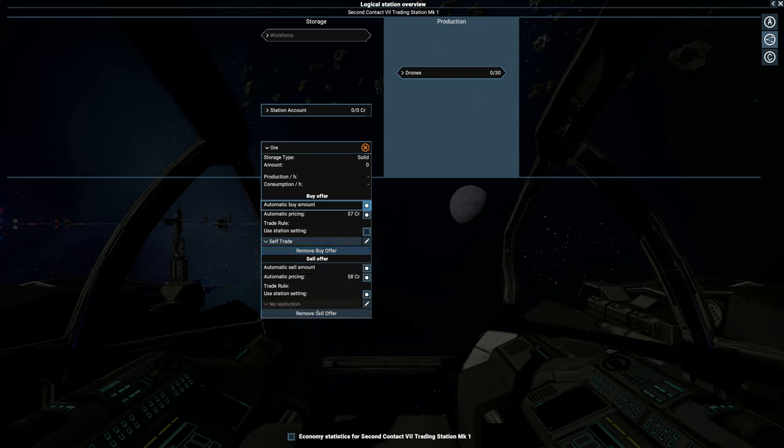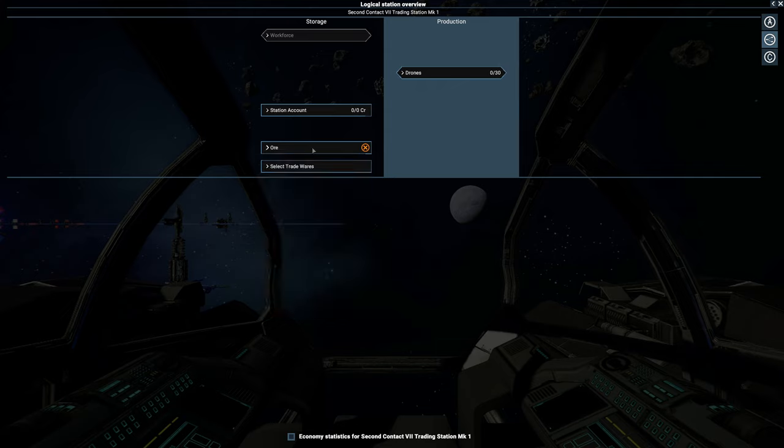To create a sell offer and leave the sell offer as is. Automatic pricing is automatic, I'm not worried about that. As this fills up, it's going to sell my materials cheaper because I have more of it, less demand for me, more demand for everybody else.